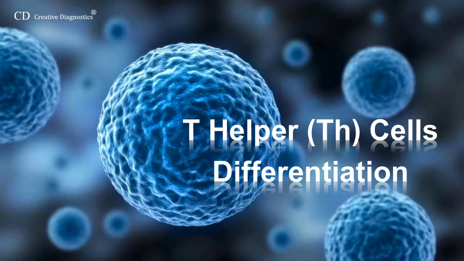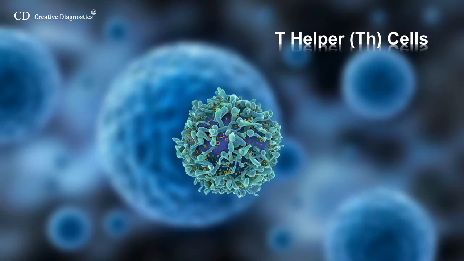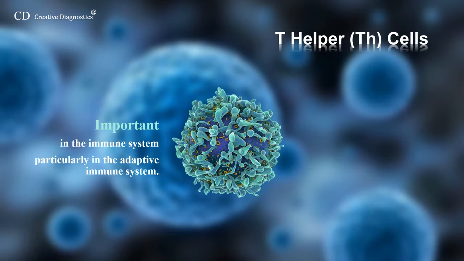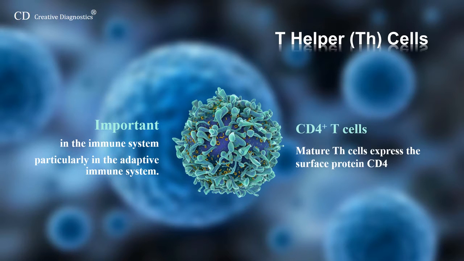T helper cells differentiation. T helper cells, or Th cells, are a type of T cell that play an important role in the immune system, particularly in the adaptive immune system. Mature Th cells express the surface protein CD4 and are referred to as CD4 positive T cells.